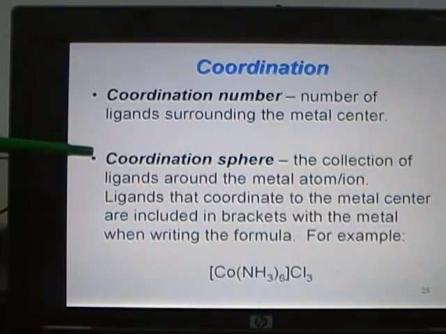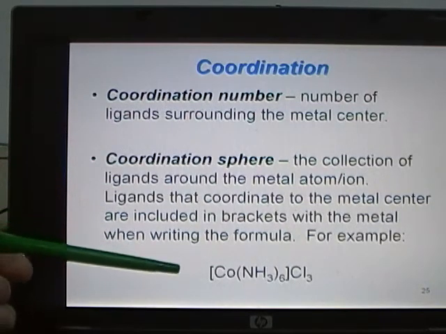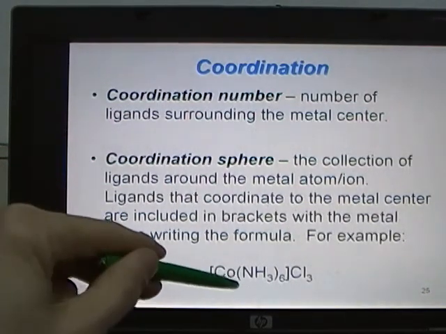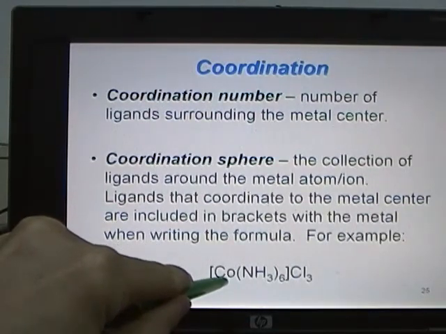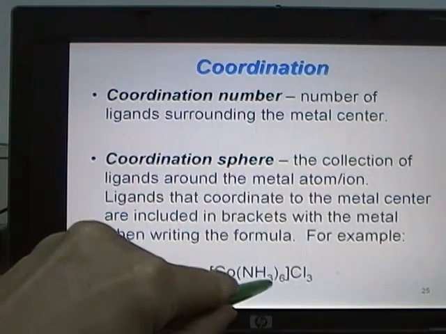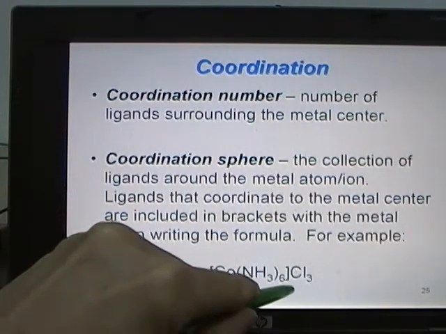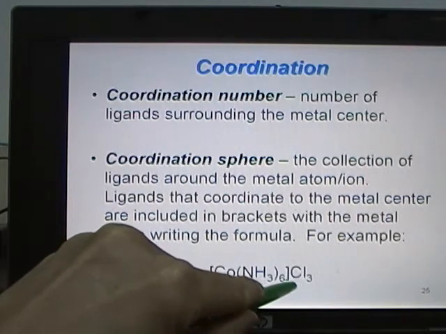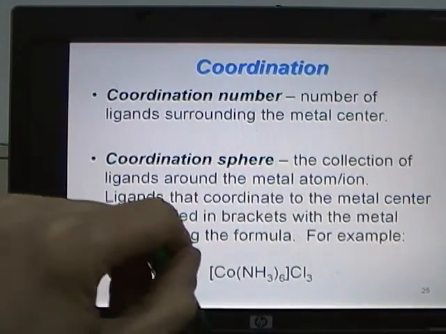The coordination sphere is another definition you need to know. It's a collection of ligands around the metal atom or ion. Ligands that coordinate to the metal center are included in brackets with the metal when writing the formula. So the ligands that bond to Co and satisfy the secondary valence are the 6 NH3 ligands. The counterions, 3 Cl-, satisfy the primary valence and are outside of the brackets.